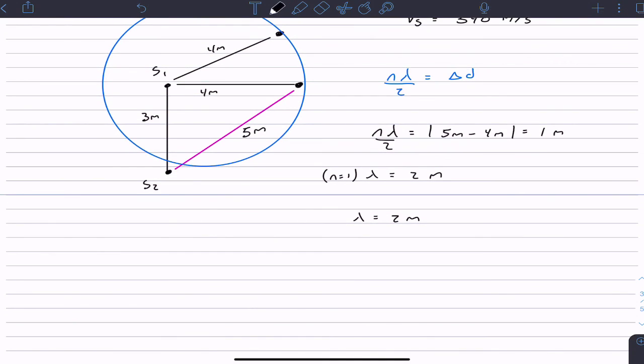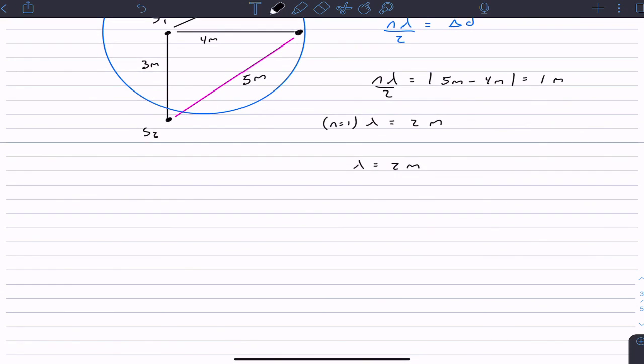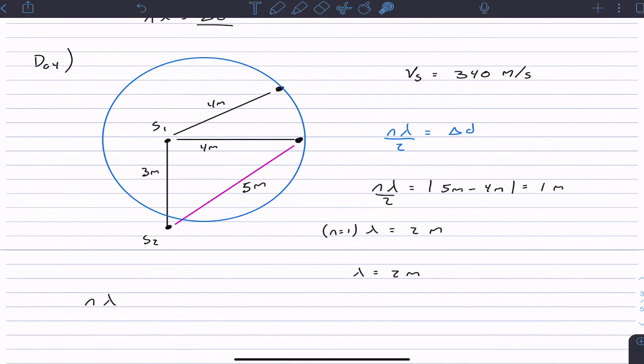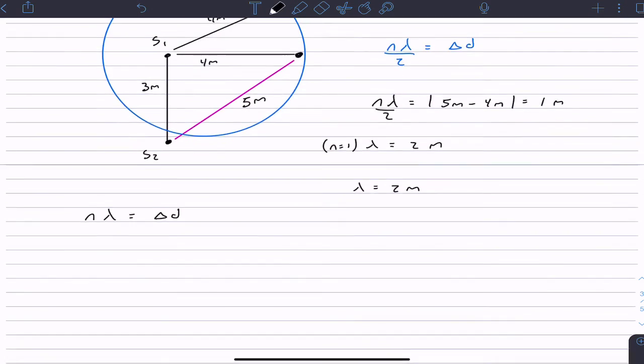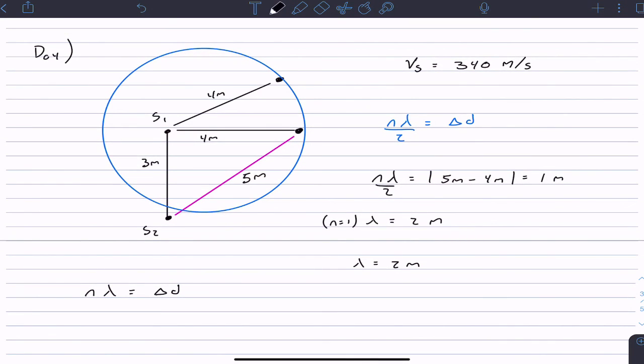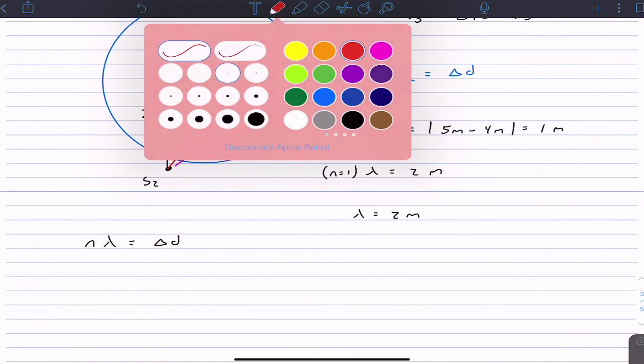Okay, so now we can use that for when we go over here. So now we found lambda. We know what lambda is. So when this person walks over here and finds the maximum, we can use our other relationship that we know, which is n lambda, because we're not changing position. It's unlikely there's going to be a first order maximum between here and here. This is going to be first order maximum. Okay, so now this is the difference in the distances. Okay, and now we can work towards finding this distance, because that's what we want.